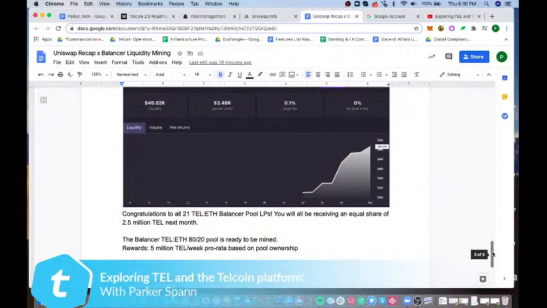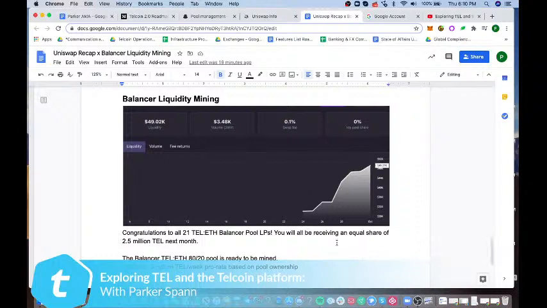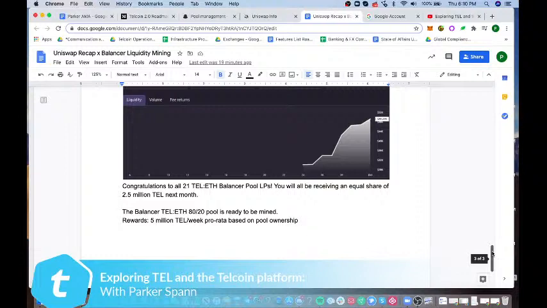This last week, we launched a new pool on this other exchange that's competitive with Uniswap called Balancer. There was one pooler earlier this week, and now there's 21. So all 21 of you who pooled before 4:30 p.m. today are going to share equally in 2.5 million TEL, which will be distributed next month. So congratulations to everyone who's been the TEL power users making more efficient markets for TEL, and we're excited to see this continue.